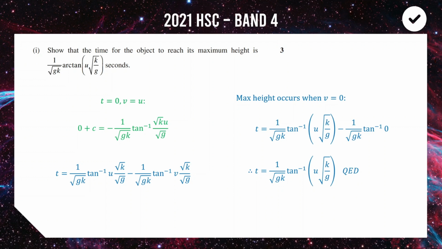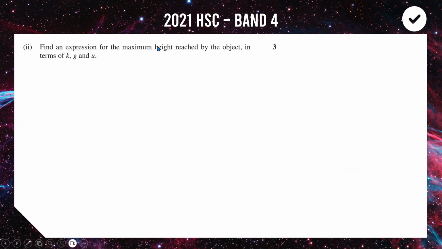All right, so some pretty spicy calculus going on there. We're going to do some more now for part 2, where we're trying to achieve a different expression with the same starting point. So part 2 is to find an expression for the maximum height, but this time in terms of k, g and u. So going back to our initial equation that we started from at the beginning of the question, find an expression for the maximum height in terms of k, which is a constant, g, which is a constant, and u, which is velocity.